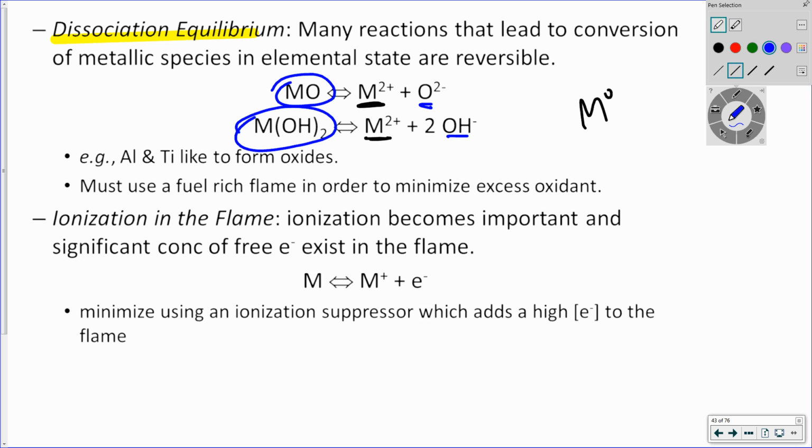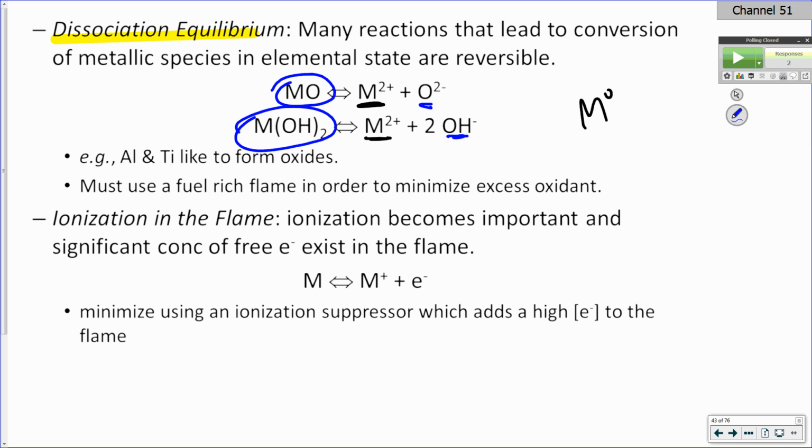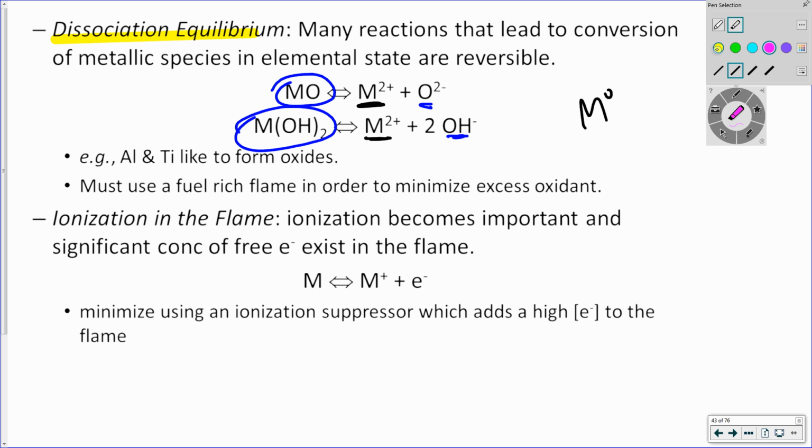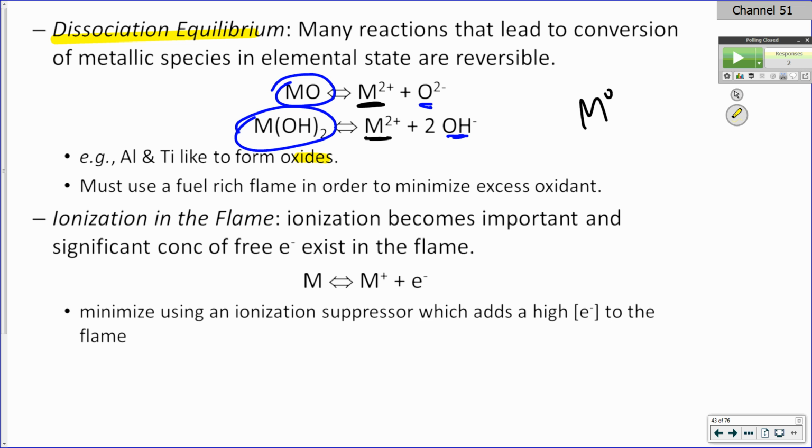So water inside the flame is burning. There's going to be a lot of hydroxides around as well as oxide ions. So things like titanium and aluminum are very troublesome because of the oxides that they form. Now we can overcome that a little bit if we use a fuel-rich flame. That's going to minimize the amount of oxygen that's in excess. If we take those concentrations down, Le Chatelier's principle says that the equilibrium is going to shift to the right, so we can minimize those interferences by controlling the flame to some extent.